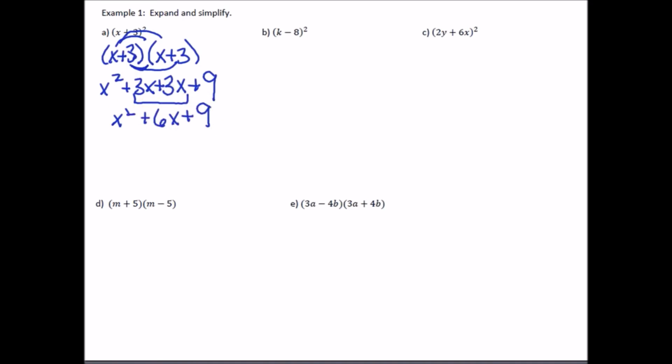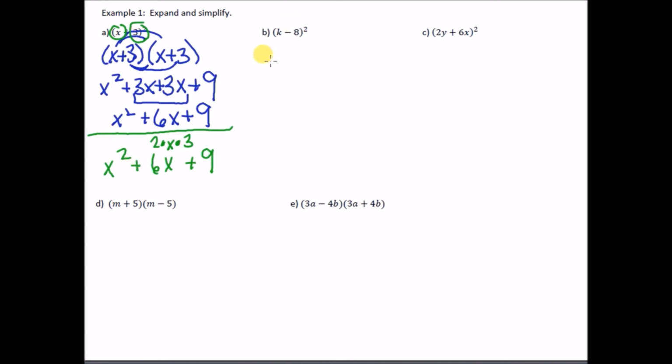Okay, we can do that by normal FOILing, or we could have used a pattern. So let's go ahead and use the pattern. So the first thing squared, which is x squared, the last thing squared, which is 9, and the term in the middle is going to be 2 times x times 3, which gives us 6x, because it's 2 times x times 3 in that middle.